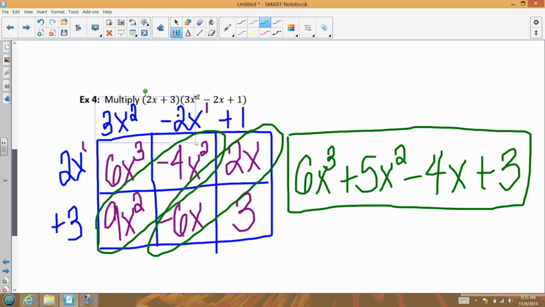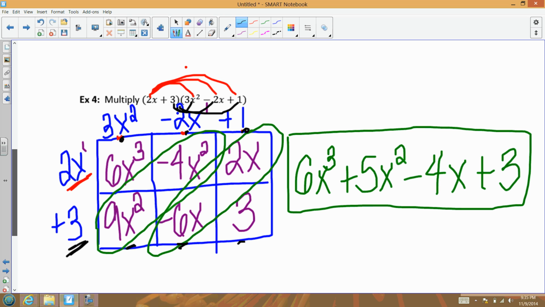So again, if you didn't want to use the box, what you would want to think of when you do this type of problem is to make sure that this 2x gets multiplied by each of these terms. So it's kind of what I'm doing when I'm setting up the box. I'm taking 2x and multiplying it by each of these terms. And then the next step is to take 3 and multiply it by each of the terms. And that's what goes down in here.